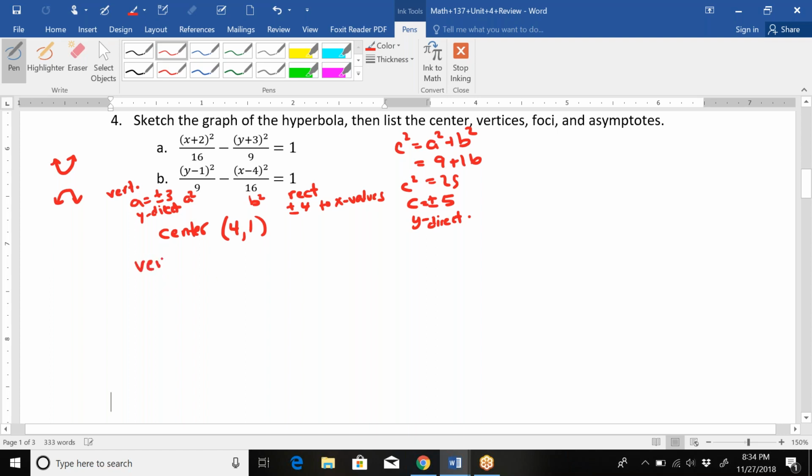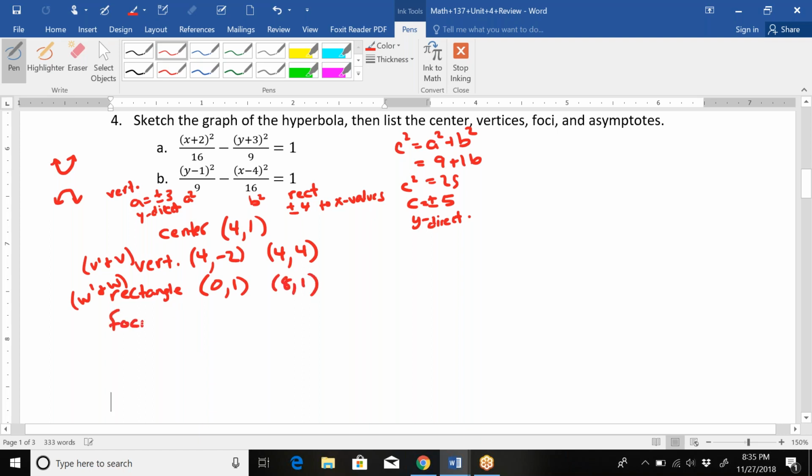So our vertices, and he doesn't ask for the rectangle points, but I always list them just because they help me graph. So for the vertices, we need to add and subtract 3 to the y value. So 4, and then that would be 1 minus 3, so that's negative 2. And 4, plus 3 to the 1 would be 4. Our rectangle points, remember these are called W prime and W, and these are V prime and V. The rectangle points are found by using the x value change. So that's going to be 0, 1, and 8, 1.